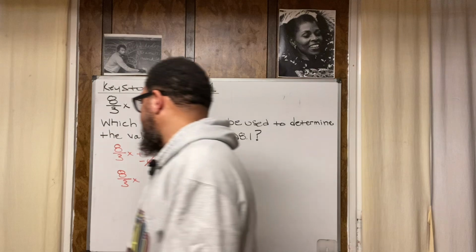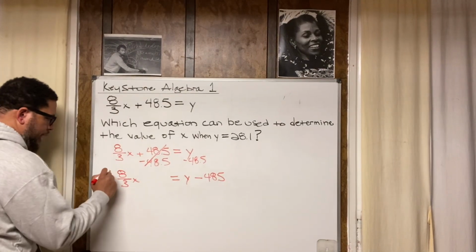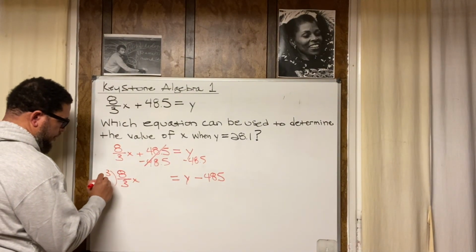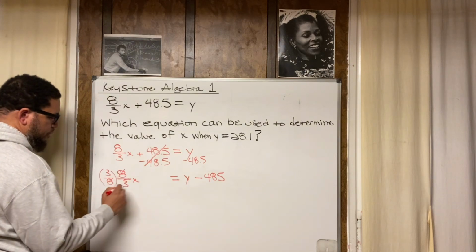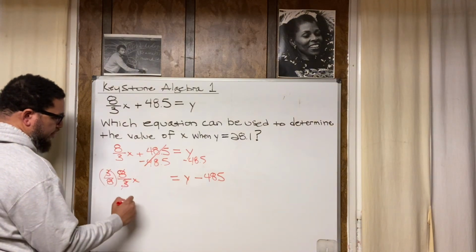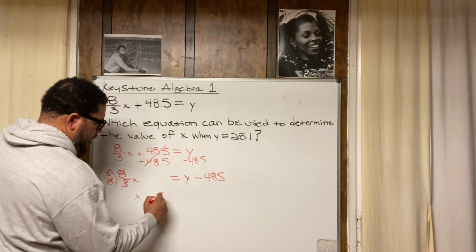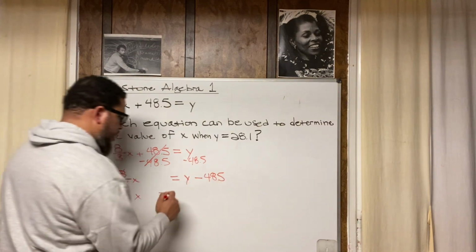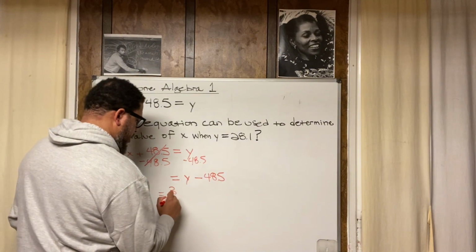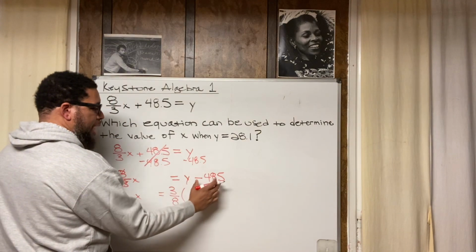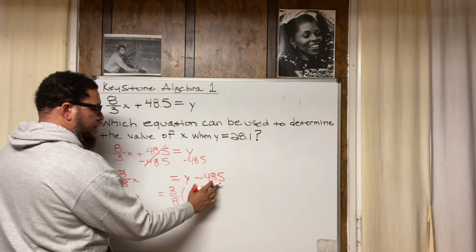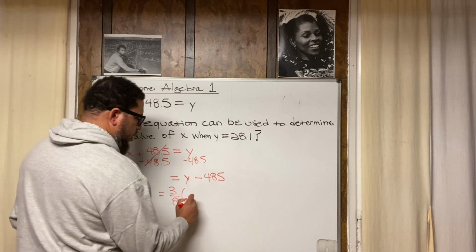So what I can do is this. I can multiply this by 3/8. The 8's cancel out, the 3's cancel out, leaving me with just x. And then over here, I also multiply by 3/8. Now, 3/8 gets multiplied by everything over here. So that's why I got to write parentheses.